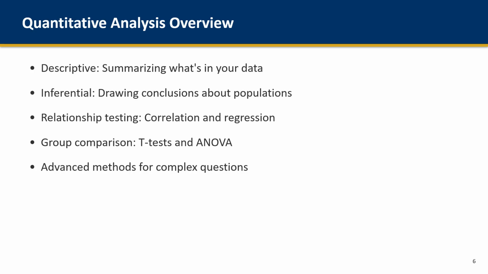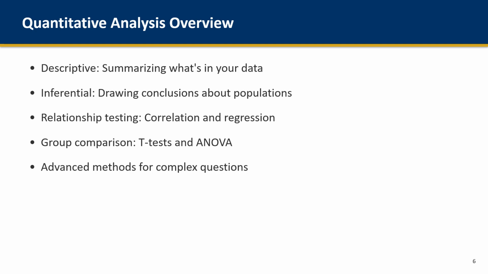Inferential statistics use sample data to draw conclusions about larger populations. Because samples inevitably differ from populations through sampling error, inferential statistics estimate how confident we can be that sample patterns reflect population patterns. P-values, confidence intervals, and effect sizes all address this inferential challenge.